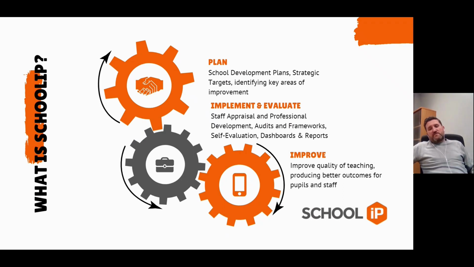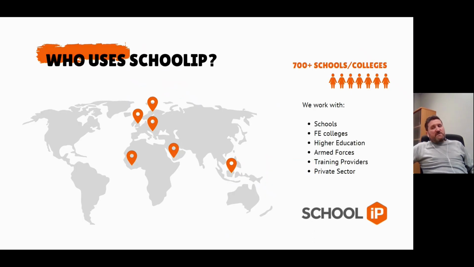School IP is a whole school improvement tool which empowers staff with the information they need in order to improve. There are three key elements, which include planning, implementing and evaluating, and then bringing about the improvement. The idea is that less time is spent gathering data and more time spent analysing the current position of the school. Now, School IP is currently in use at over 700 schools and colleges across the world. We also work with over 60 multi-academy trusts too.